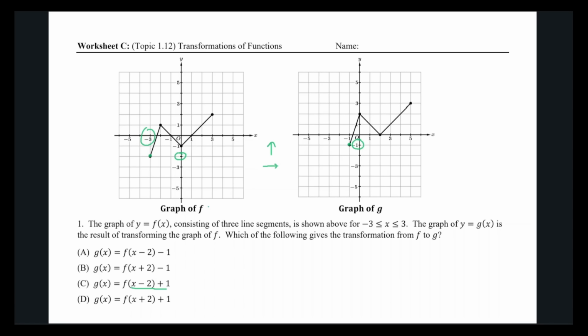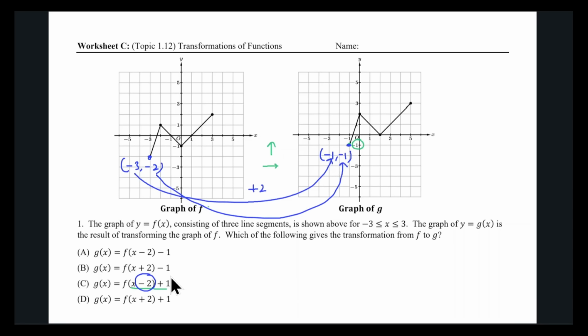But again, if you want to be more precise, more confident about it, if you don't like this method, then you can just take any one point. I think we have talked about this earlier, -3, -2, and then look at this, this will be -1 and -1. So obviously, if you want to make -3 to -1, you are going 2 units to the right. So x should be replaced by x minus 2. And if -2 is going to -1, you are adding 1. So it should be option C.